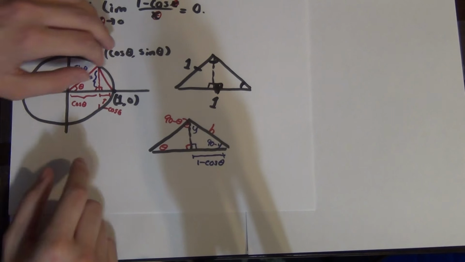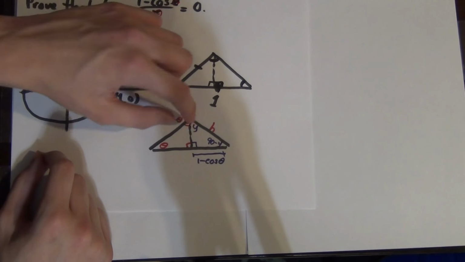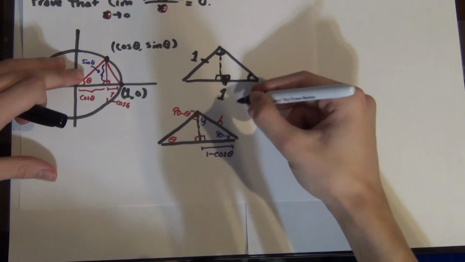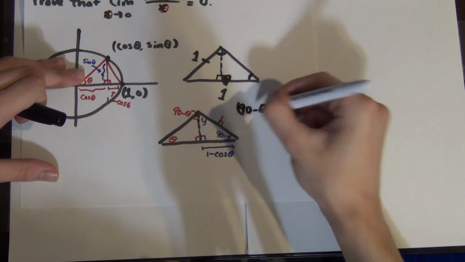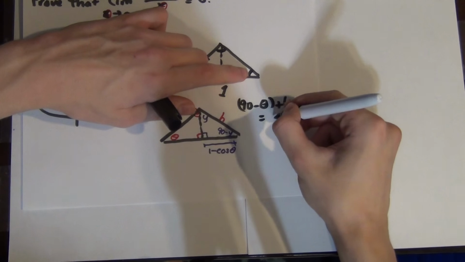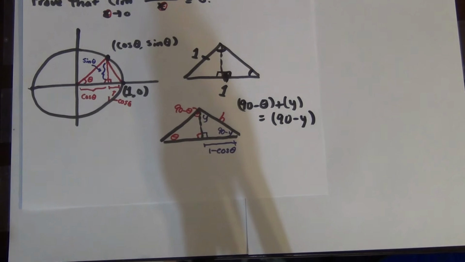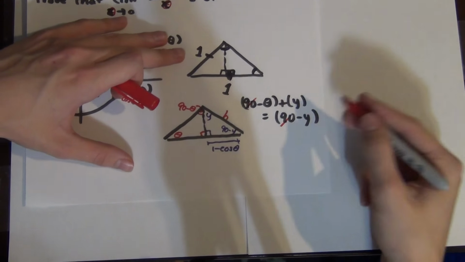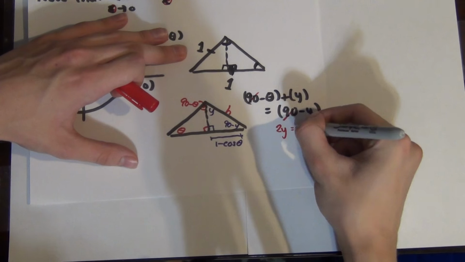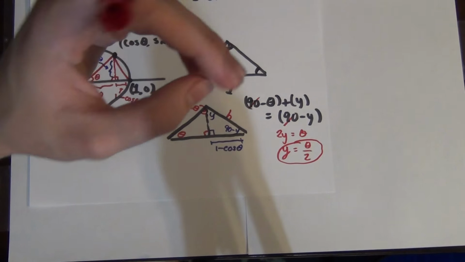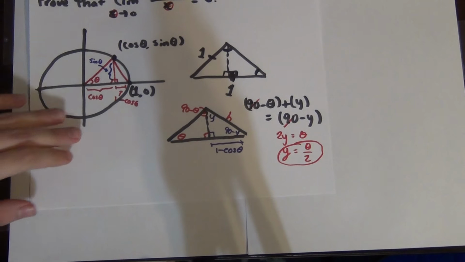Well, like I said before, this is an isosceles triangle. Can't emphasize that enough. So this angle right here, this entire angle, is equivalent to this angle right here. So I can say that 90 minus theta plus y, these two angles combined, equals 90 minus y. And if I can say that, I can do some algebra manipulation, cancel these 90s out, and say eventually that 2y is equal to theta, and therefore y is equal to theta over 2. So I'm circling it because that's extremely important that we know as far as how our proof is going to go.